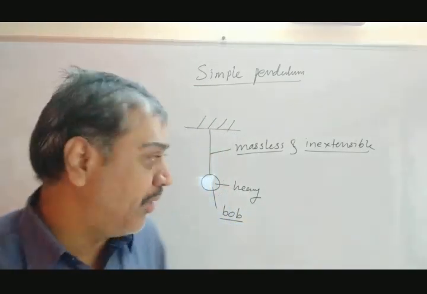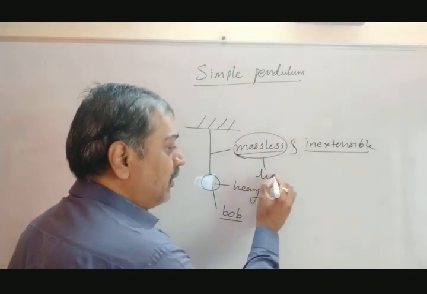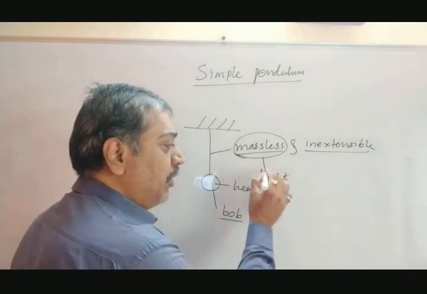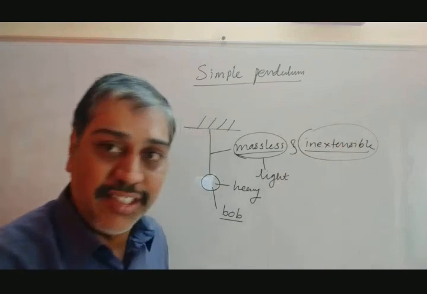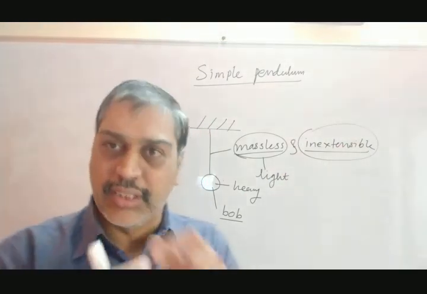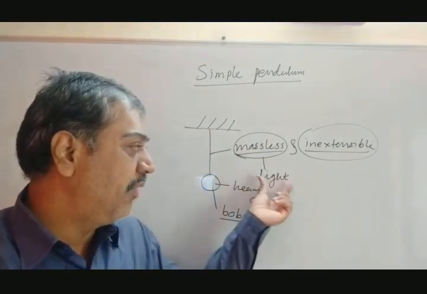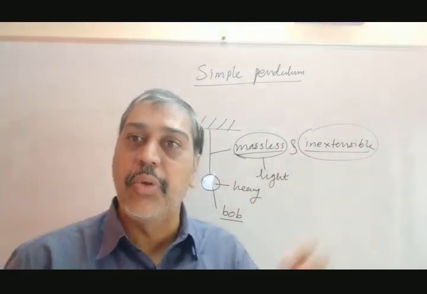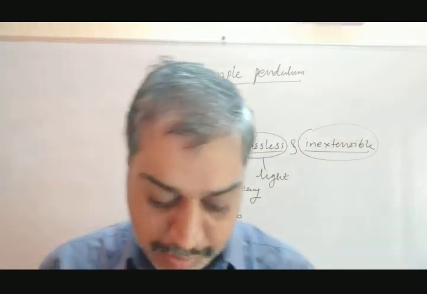Now see, what is the definition? Here they have used massless, here they have used light. Light means its weight should be very small, and this word remains the same, inextensible. So you can make a string or thread made up of such a material. It is very small in weight, light in weight, and in extension it should not elongate that much. So that is nothing but the practical simple pendulum definition.